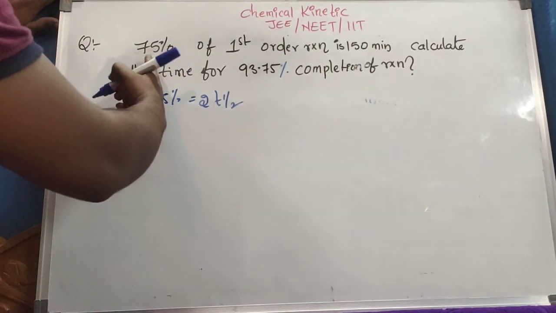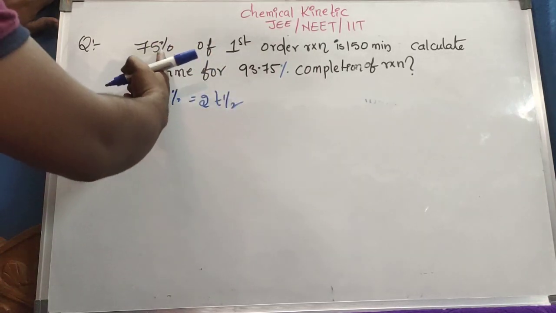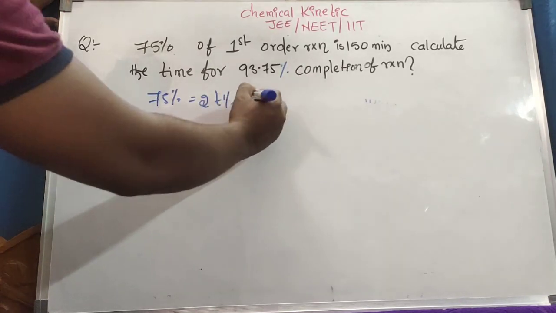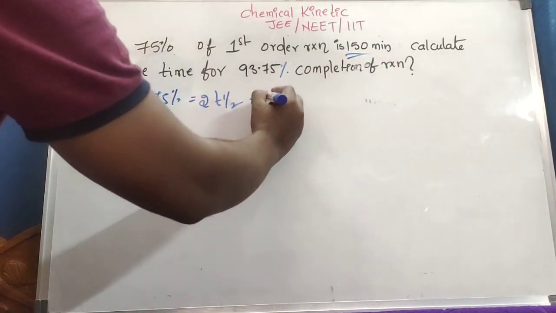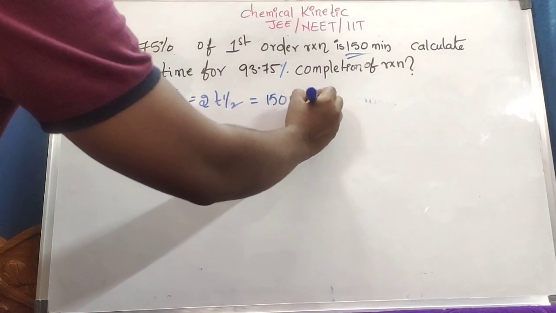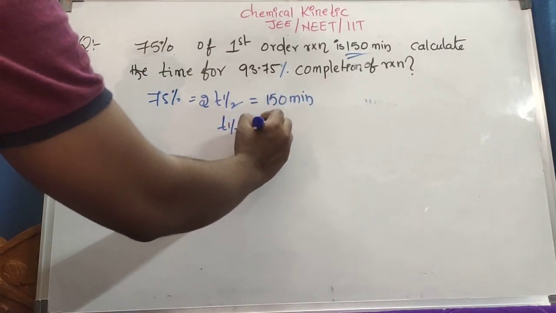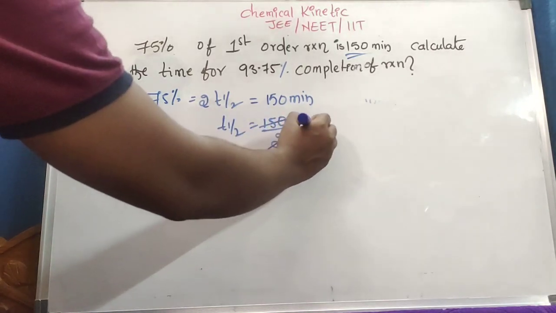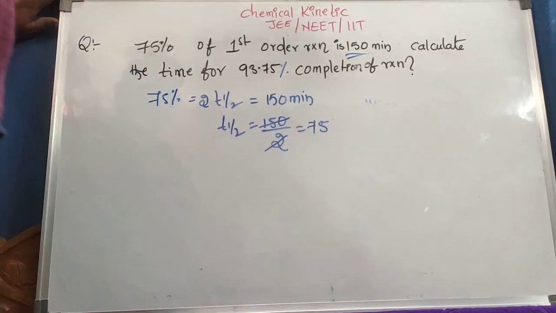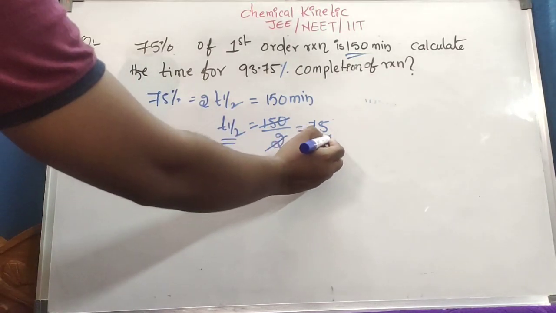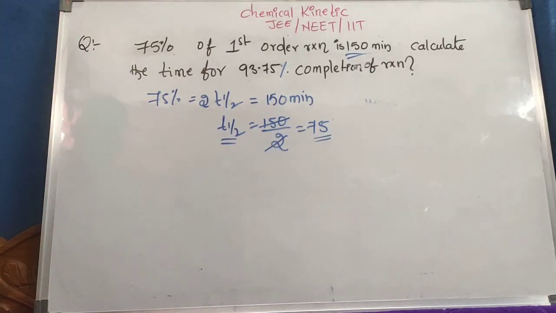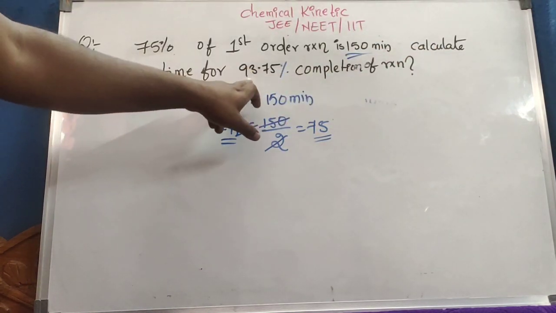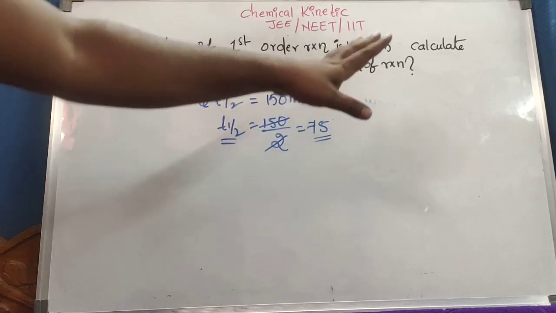So 75% completion of the reaction equals 2 t half, which equals 150 minutes. So t half equals 150 by 2, so t half equals 75. Okay, nice. But we have to calculate the time for 93.75% completion of the reaction.